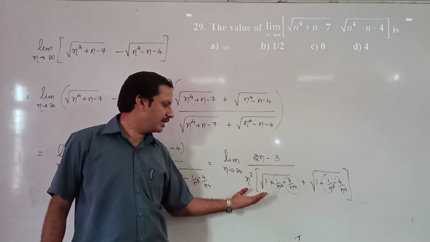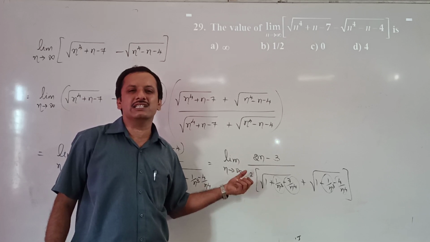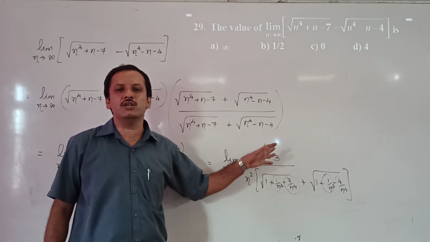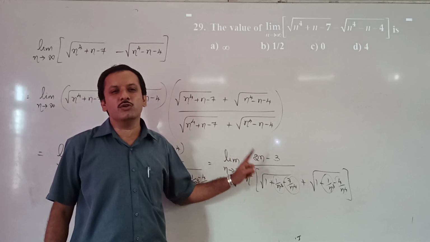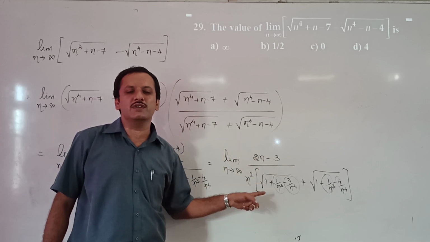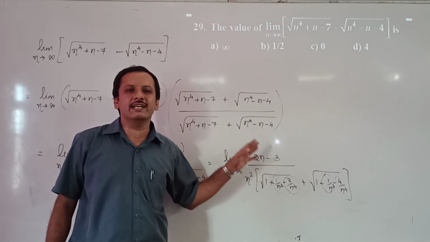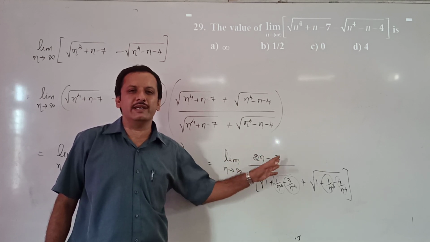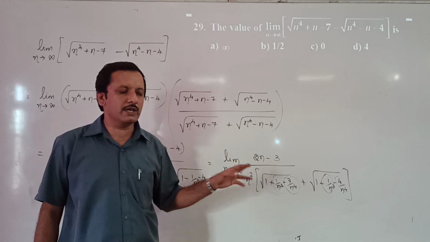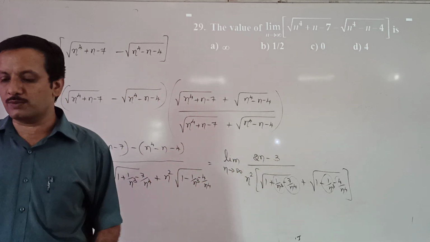So when the degree of the denominator is greater, as n tends to infinity, this value will tend to 0. If the degree of the numerator is greater, then as n tends to infinity, this value will either tend to plus infinity or minus infinity, depending on whether you have positive or negative. Okay. So now the answer is 0. Option C.